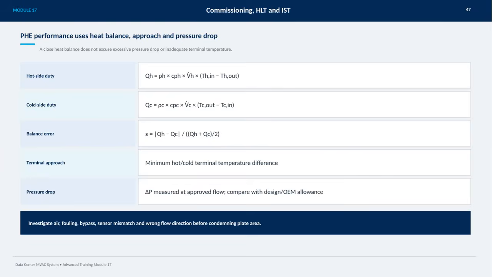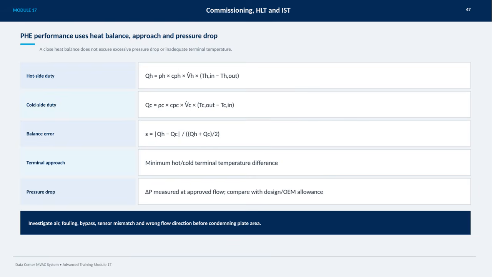On this slide, we're focusing on PHE performance, which relies heavily on three key factors: heat balance, approach, and pressure drop. First, it's crucial to understand that achieving a close heat balance alone is not enough if we have excessive pressure drop or the terminal temperature is inadequate. Looking at the hot side duty, we calculate the heat transfer using the density, specific heat, flow rate, and the temperature difference between the inlet and outlet on the hot side. Similarly, for the cold side duty, we use the corresponding values on the cold side, but here the temperature difference is between the outlet and inlet of the cold side.